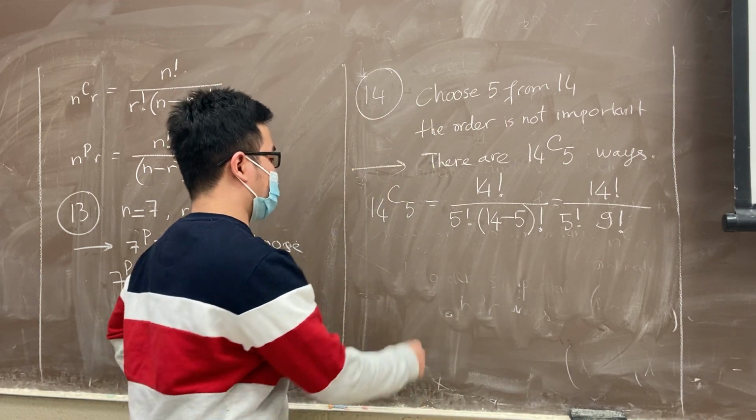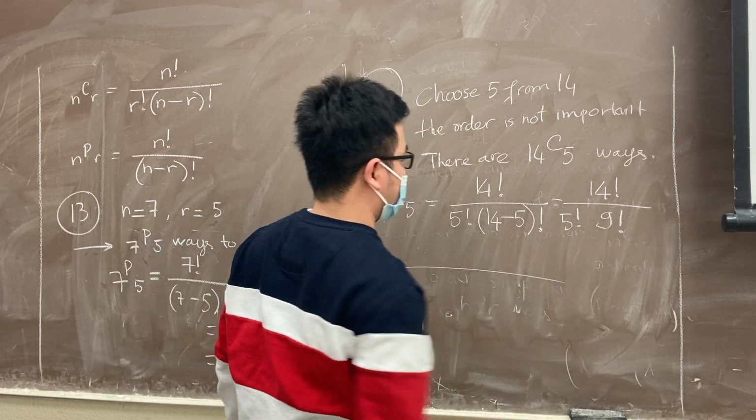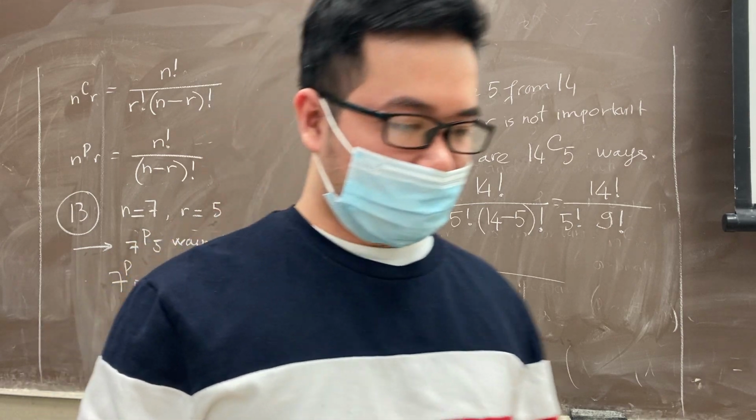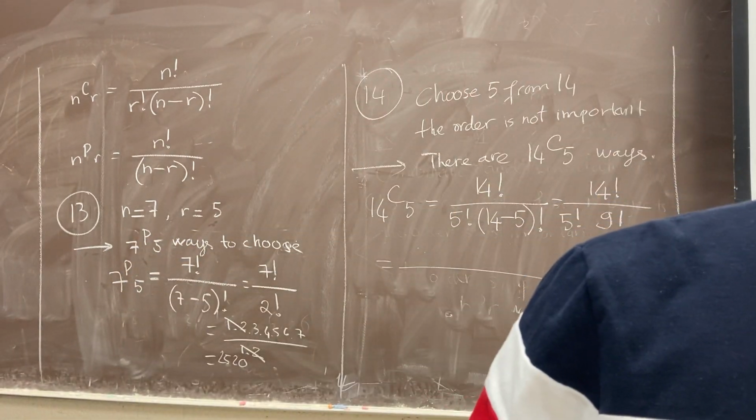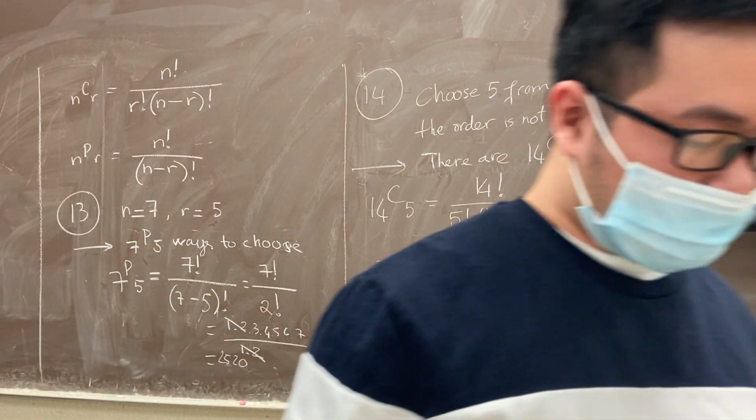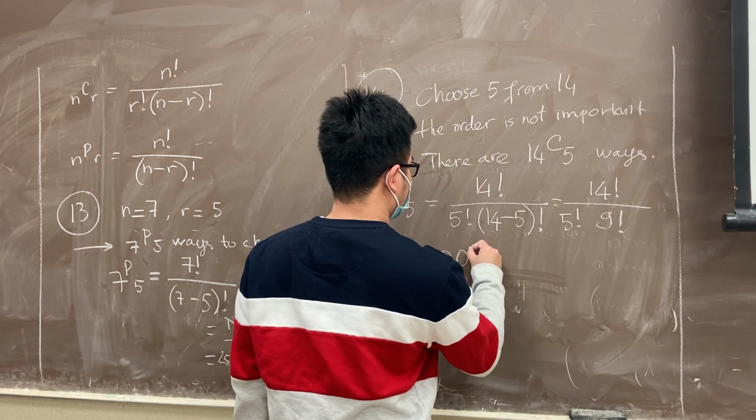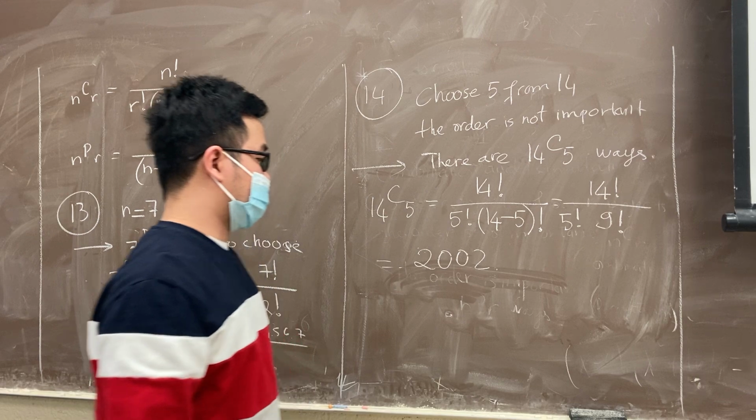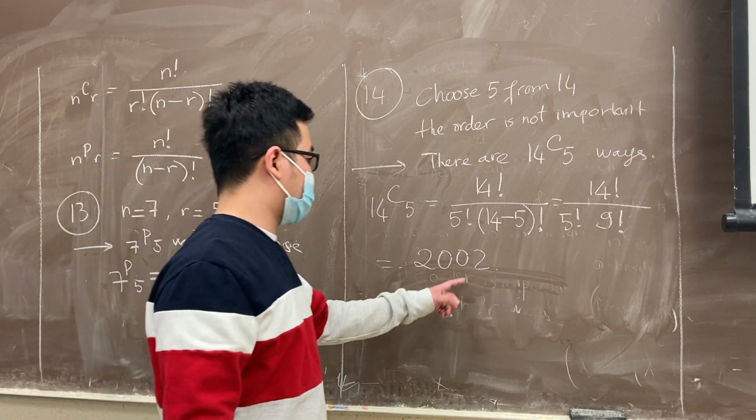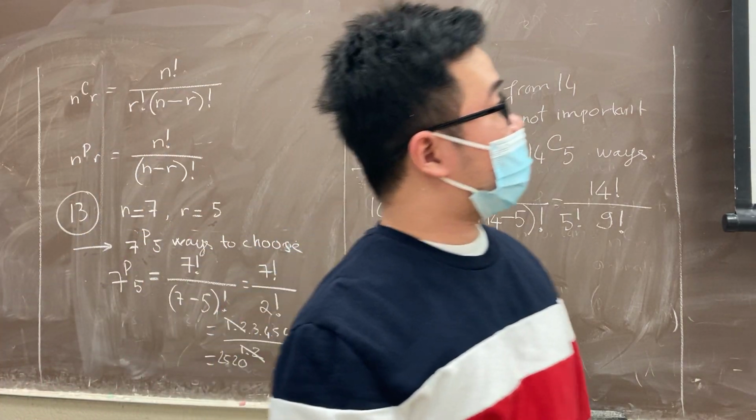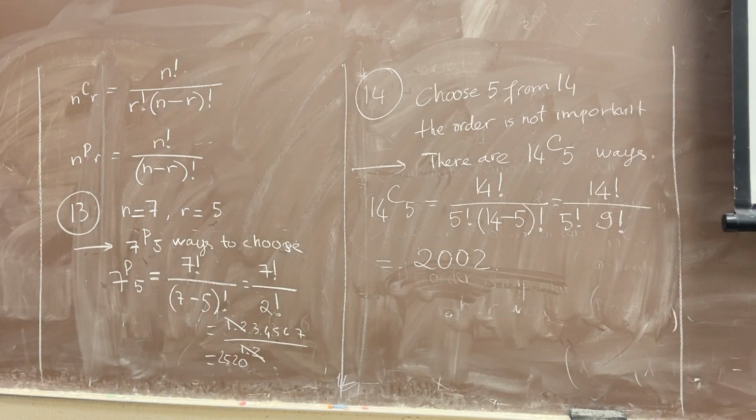Okay, so now you can use a calculator to calculate this number. If you use a calculator, the answer should be 2002. So this means that you have 2002 ways to choose 5 toppings from a menu of 14 toppings, right? Okay.